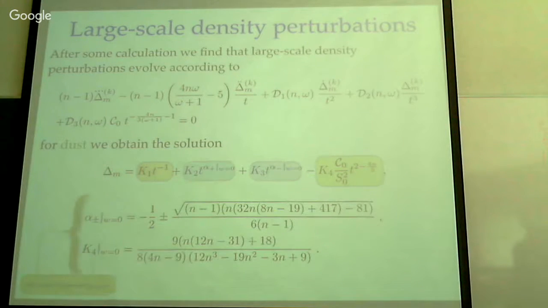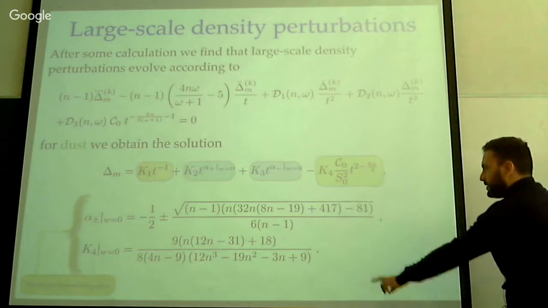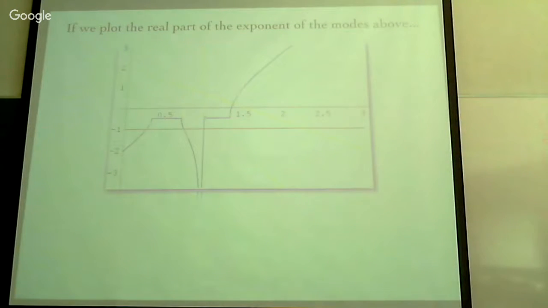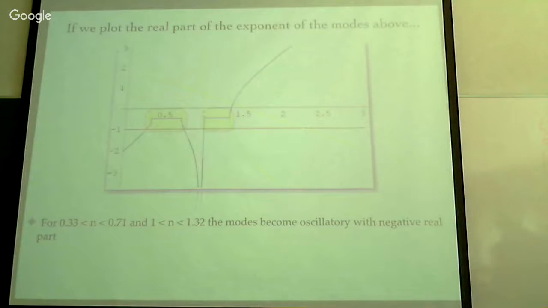The other 2 modes are given by this horrible expression. It should never appear in theoretical physics, but essentially it's the beauty of linearization. And it depends on n. So it's useful to understand the situation to actually plot these modes, so these exponents, in terms of the parameter n. What you get is this. Each color is a different mode, essentially. So what happens is that for specific intervals of n, 0.33, 0.71, and 1.32, we have some oscillatory modes with negative real parts. So there's some oscillatory damping.